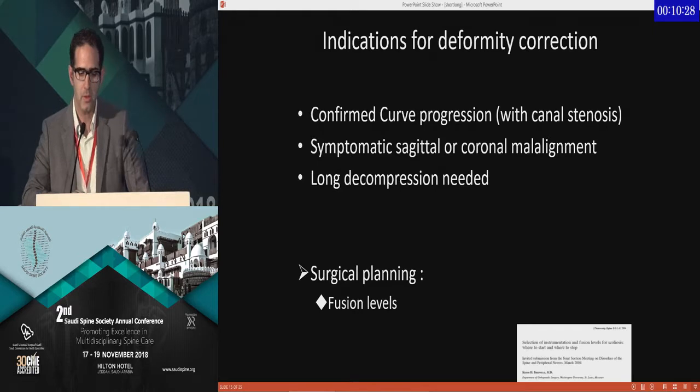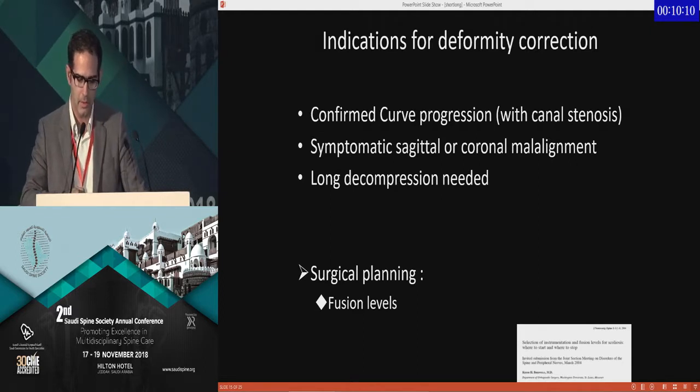So what are the indications for the deformity correction? So when you have a confirmed curve progression in association to what was previously mentioned, the canal stenosis, if there is a symptomatic sagittal or coronal malalignment, or when a long decompression is needed, when you have 3, 4, or 5 levels that need decompression.